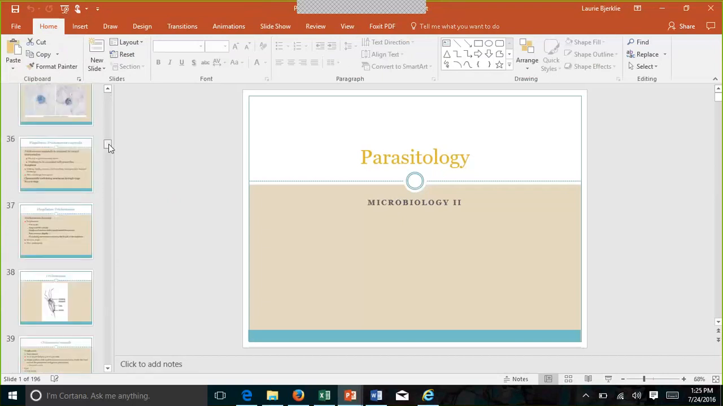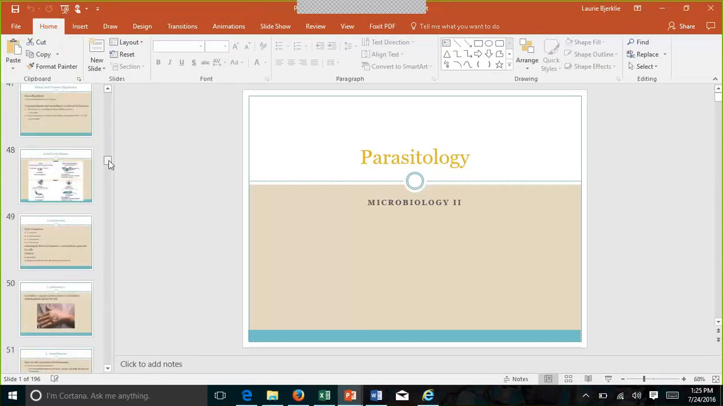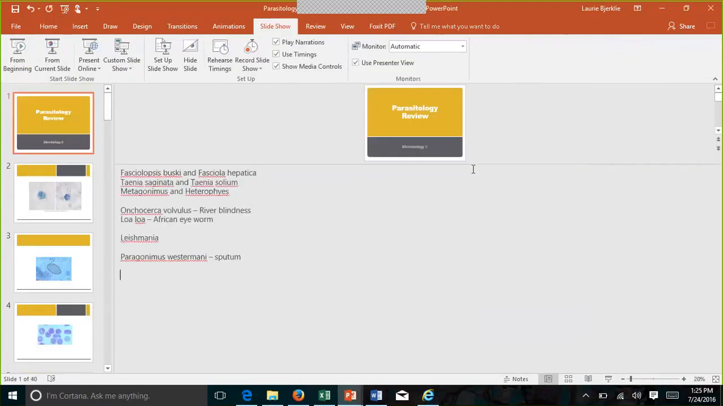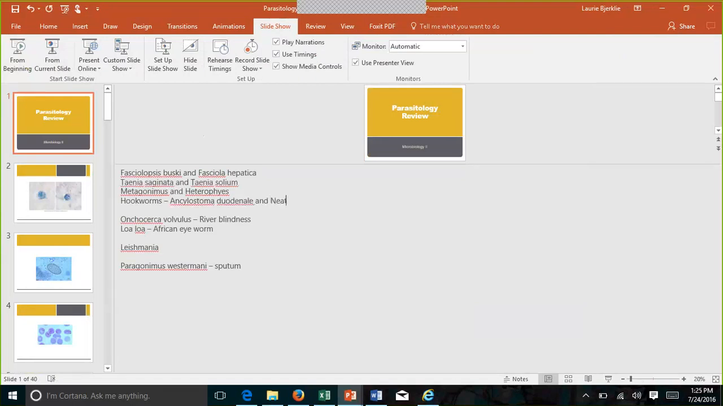I think we hit the amoeba as well. We hit the flagellates well. The hookworms look alike too. So remember, there's Ancylostoma duodenale and Necator americanus. These are our two hookworm eggs, and they look identical, so we just call it a hookworm.